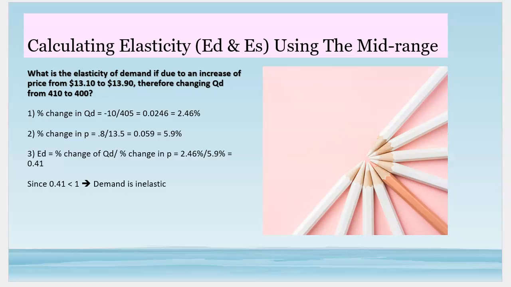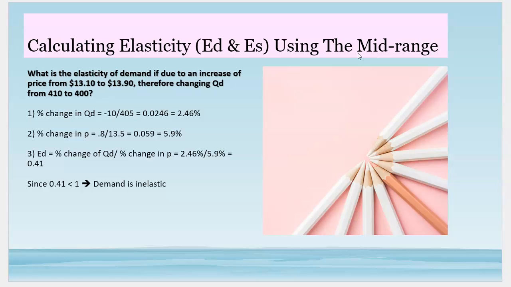We are looking at chapter 5 with Professor Ren, and this is video 2. We were discussing elasticity of demand, and now we're going to look at how we actually calculate it. We calculate the elasticity of demand and elasticity of supply using the mid-range method. Now, what does that mean, the mid-range method?